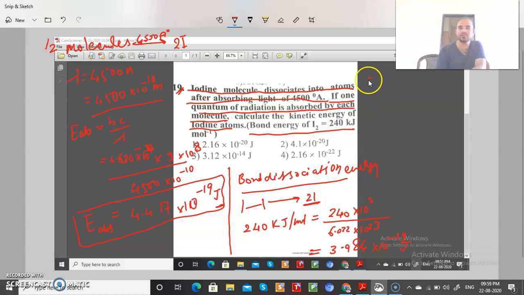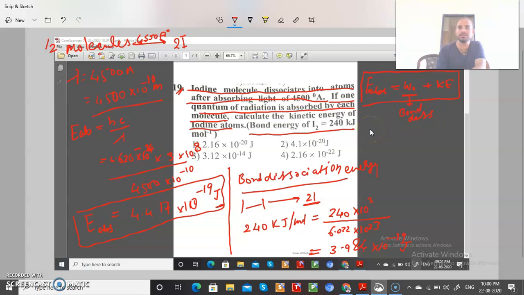So the total energy absorbed is equal to the energy of the photon used in doing work, that is the work function, plus the kinetic energy. This equation we have to understand in the photoelectric effect. Students, what does work done mean? That is bond dissociation.